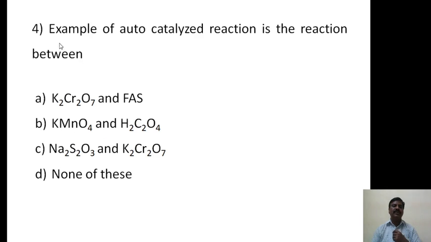Then the fourth one: an example of an auto-catalyzed reaction is the reaction between A option, potassium dichromate and ferrous ammonium sulfate; B option, potassium permanganate and oxalic acid; C option, sodium thiosulfate and potassium dichromate; and D, none of these. I will give 10 seconds for you. You have to choose the correct option.